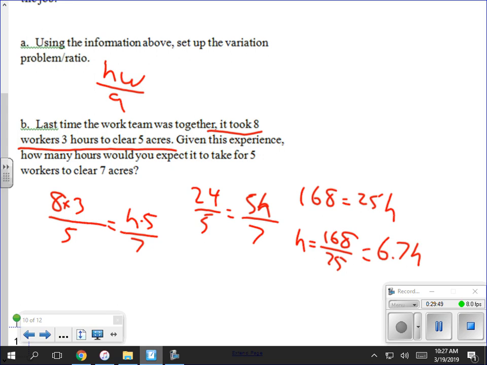Now, if you were to give me the fraction 168 over 25, would I mark you wrong? Probably not. But remember, your answer should make sense of the problem. 168 25ths doesn't make sense. 6.7 hours, that does make sense.